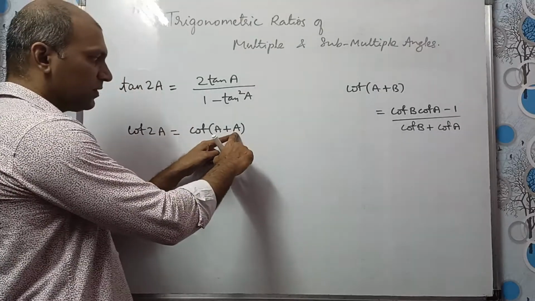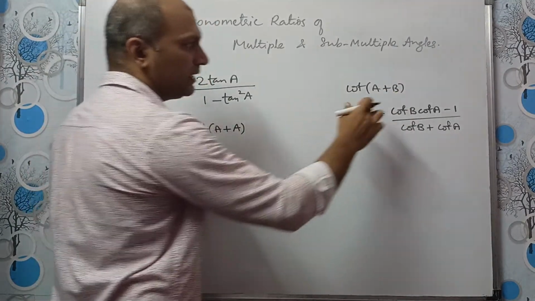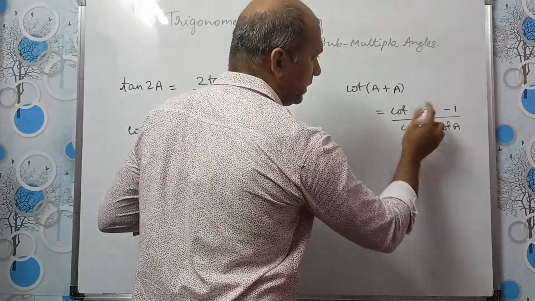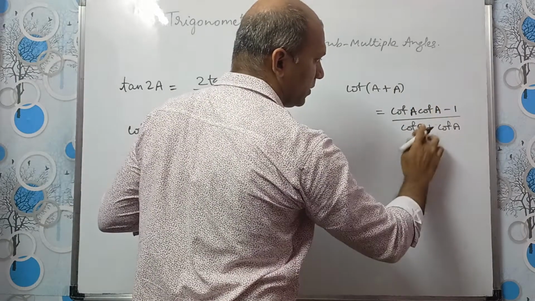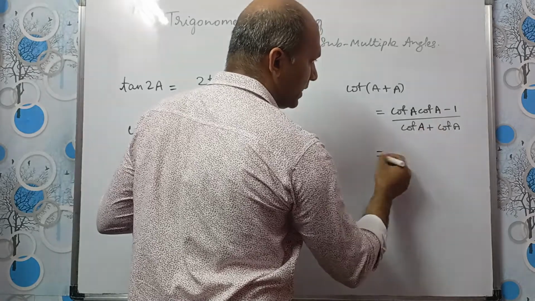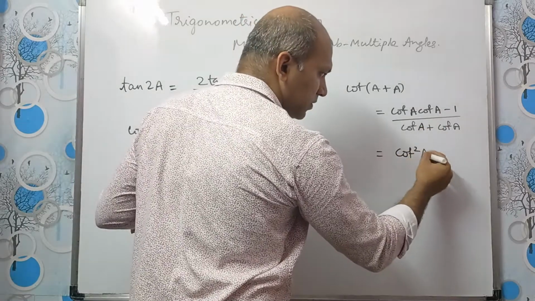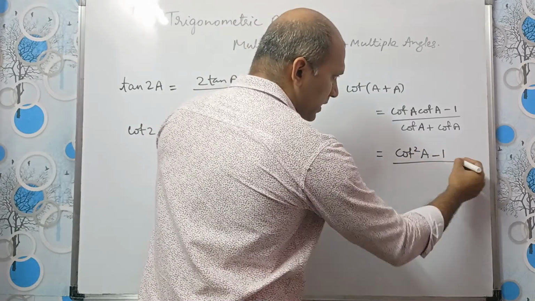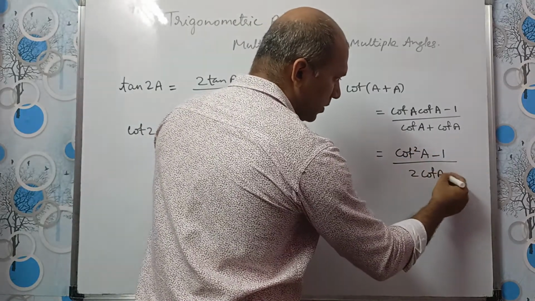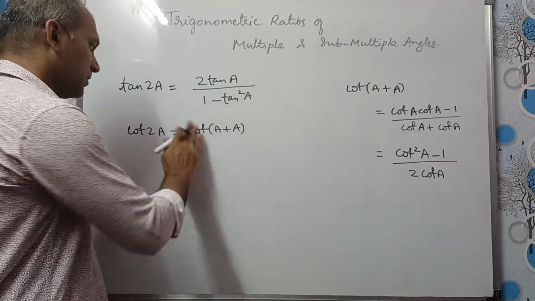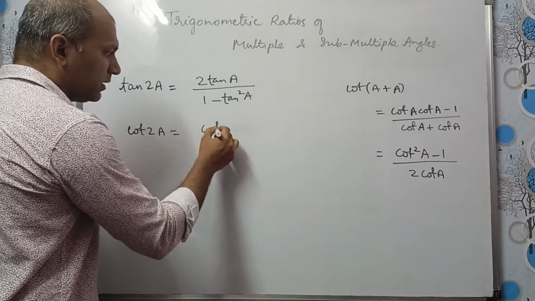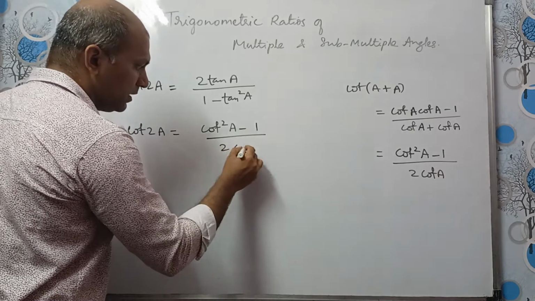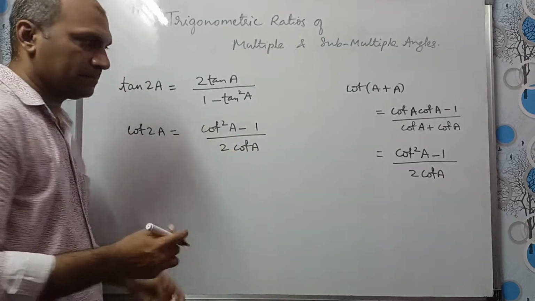So in place of this B, if you write A, what do we get? Here it was A already. So here it is A. So see, this is cot square A. Cot A multiplied by cot A is cot square A, minus 1, divided by cot A plus cot A, which is 2 cot A. So what is cot 2A? It is the same as (cot square A minus 1) divided by 2 cot A.